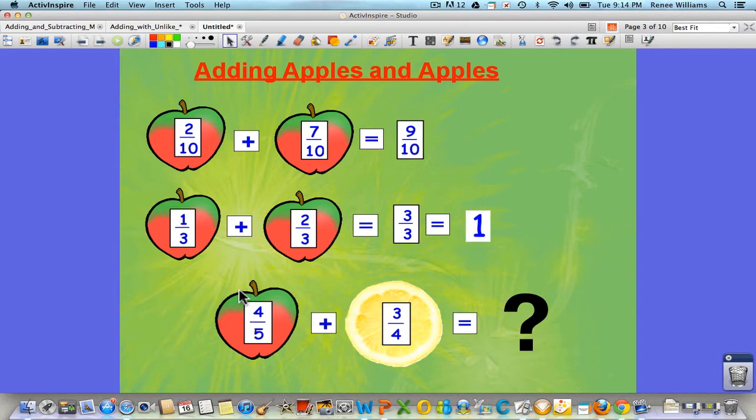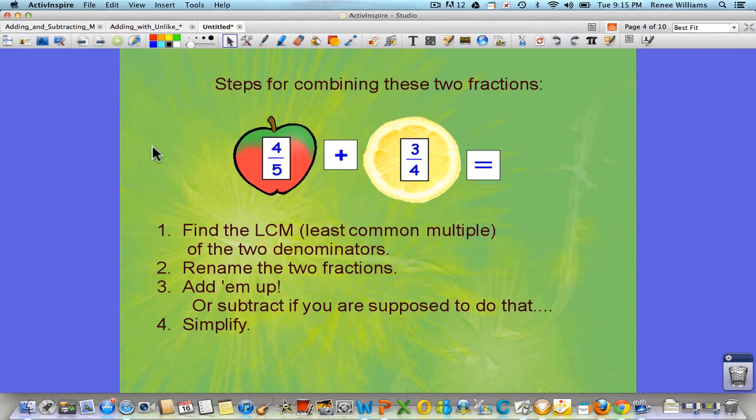But now that you're in middle school, we start looking at apples and oranges, where the denominator of 4/5 plus 3/4 just can't be added. So what do you do when you have two different things? Well, let's take a look. We have some basic steps for combining these two fractions.